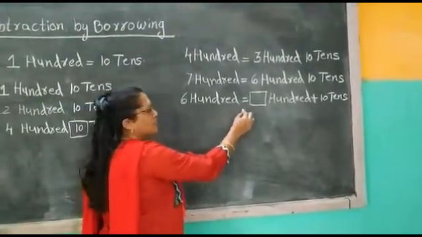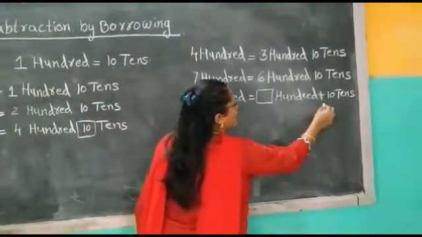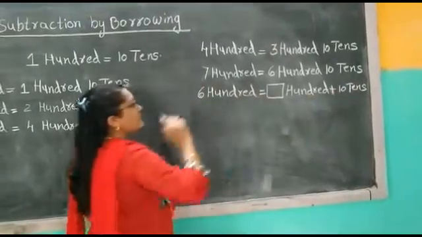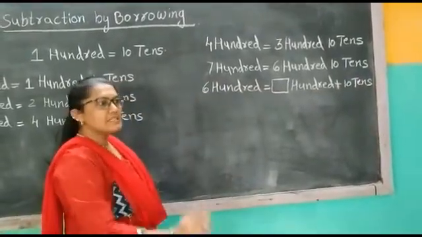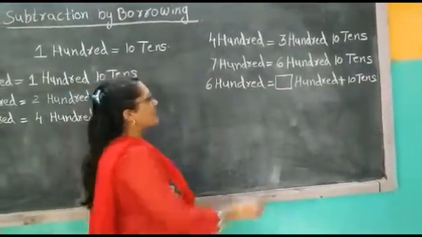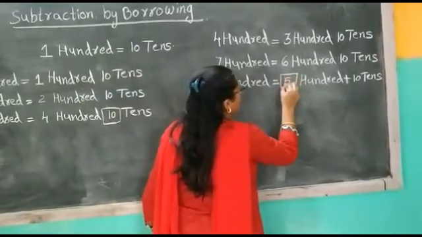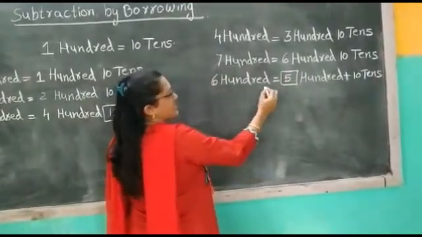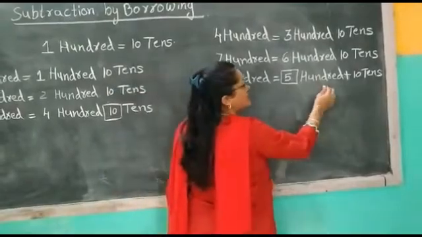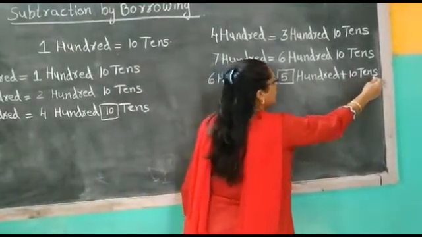Now you will tell me this sum, children. 600 is equal to dash 100 plus 10 tens. What will be the answer here, children? Please tell me. Very good. Here 5 will come. 600 is equal to 500 plus 10 tens.